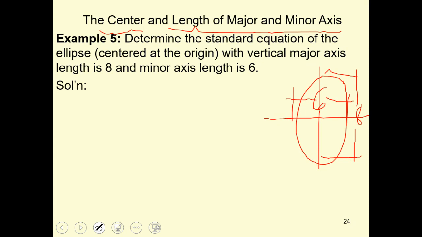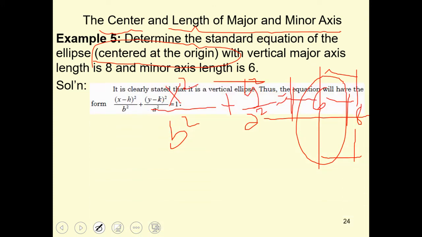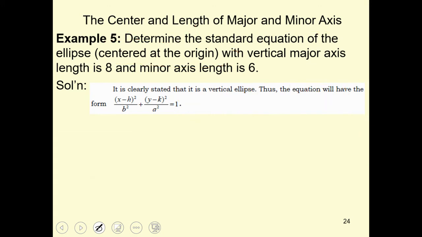So the idea is x squared over b squared plus y squared over a squared is equal to 1, vertical. Knowing that the center is at the origin. It is clearly stated that it's a vertical ellipse. The equation will have the form. I just showed you, class, that this is the general form, with center (0, 0).